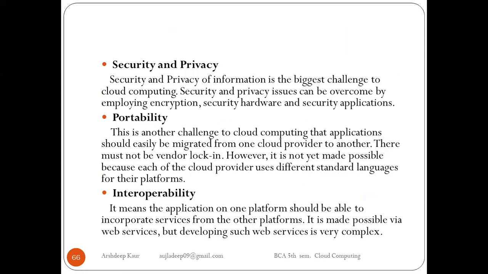First is security and privacy. As we have already discussed, cloud computing means we have to give money to some vendor and purchase cloud over the internet. So security and privacy will always be the biggest issue because it is controlled, managed and running by a third party. So there will be chances of loss of data or data hacking. But it's our responsibility to overcome this problem. We can use encryption or some other security tools. We can use secure hardware or secure applications to protect our data from hackers, from attackers.